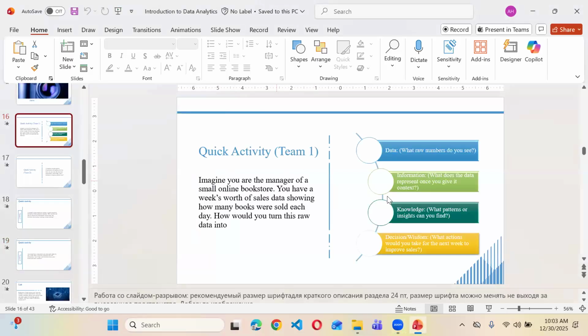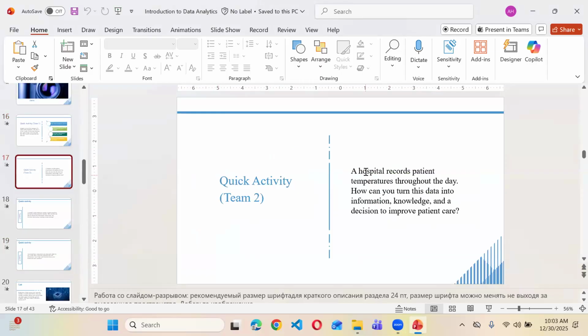Group one, imagine you are a sales manager of a small online store. You have a week's worth of sales data showing how many books were sold each day. How would you turn this data into data, information, knowledge, and decision? As a manager, you will try to find the data and information out of this, and then the knowledge and decision.